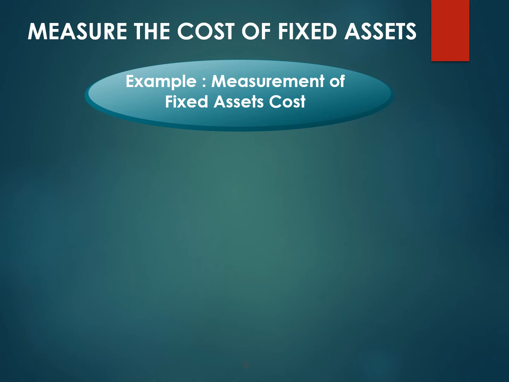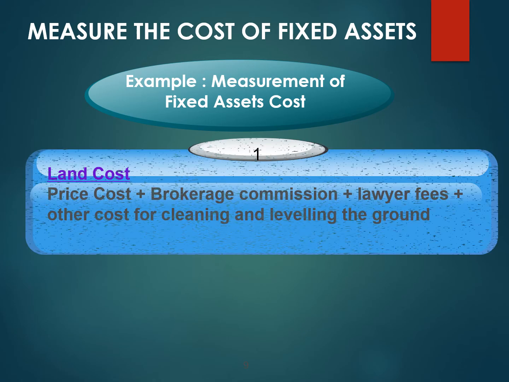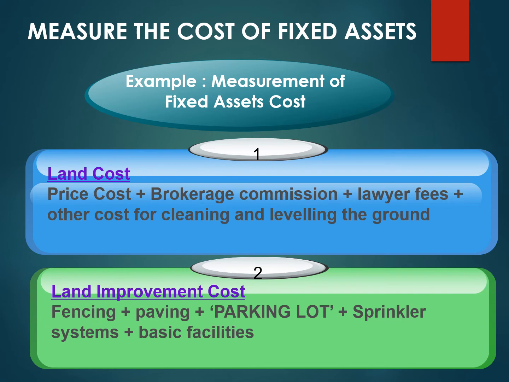So the examples of measurement of fixed asset cost, first is land cost. When we calculate the land cost, we have to take into consideration the price cost plus the brokerage commission, lawyer fees, and other costs for cleaning and leveling the ground. Okay, example number 2 is land improvement cost. We have a cost for fencing, paving, and parking lot, and sprinkler systems and basic facilities. Okay, these two examples are about the land.